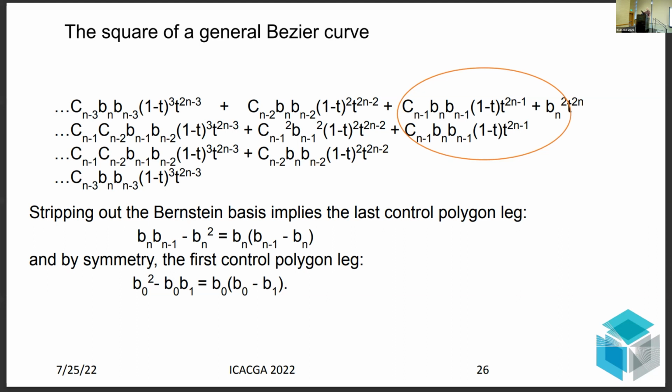When I look at just the endpoints, that's the control leg that controls the derivative, and I add them up, I get something that looks like this. When I strip out the Bernstein polynomial, this becomes the criteria for continuity on the horosphere. Does this thing from the first Bezier curve match this thing from the second Bezier curve?